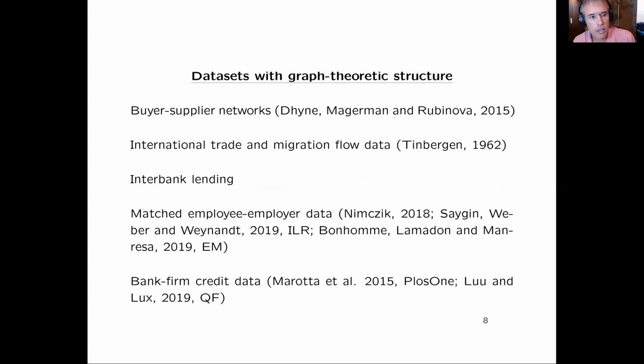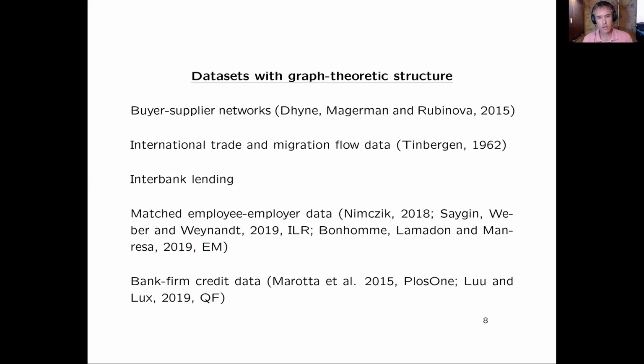And becoming increasingly available. So one example where there's been a lot of new data coming out is in buyer-supplier networks. In particular, several central banks have started to use their VAT tax databases to construct supply chain information, really for entire economies, at least for firms above a relatively small size.